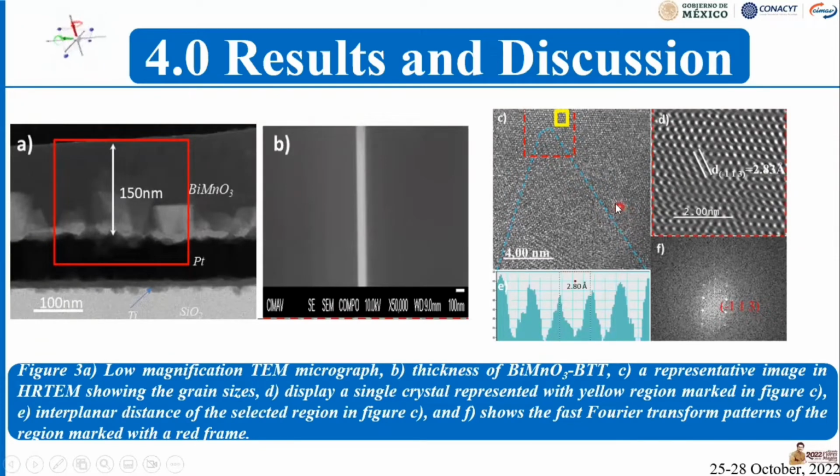Results and discussion. In figure 3a, we have the low magnification image, and here is the thickness incorporated for the visualization of the bismuth manganese oxide film on platinum substrate. It was a buffered platinum substrate which has the titanium here and the silicon oxide. From observation, there was no void or crack in the material.